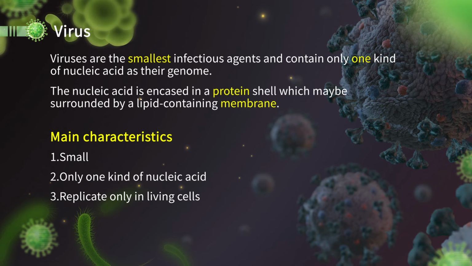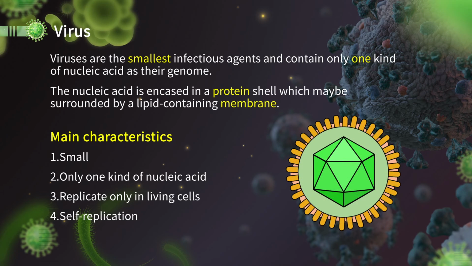3. Replicate only in living cells. We cannot cultivate virus without living cells. 4. Self-replication. This is different from the replication mode of bacteria. Bacteria replicate by binary fission. Viruses require host cells for replication. Here is a diagram of a virus. In the middle is the genome of the virus, and it is encased by the capsid and may be surrounded by a membrane envelope.